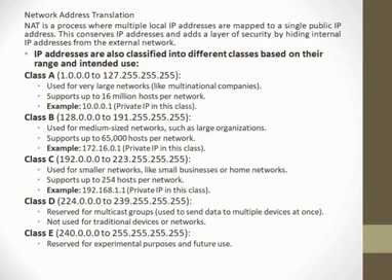Class A is used for very large networks, multinational companies, and class B is used for medium sized networks, and class C is used for small networks, and class D is reserved for multicast groups, and class E is used for experimental purposes and for future use. So for that purpose we are going for the NAT, network address translation.